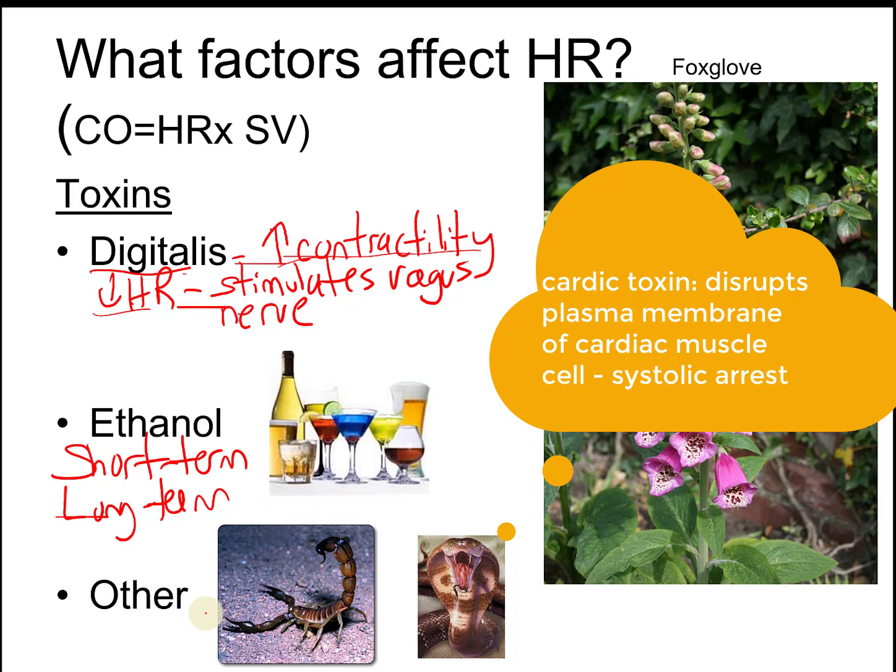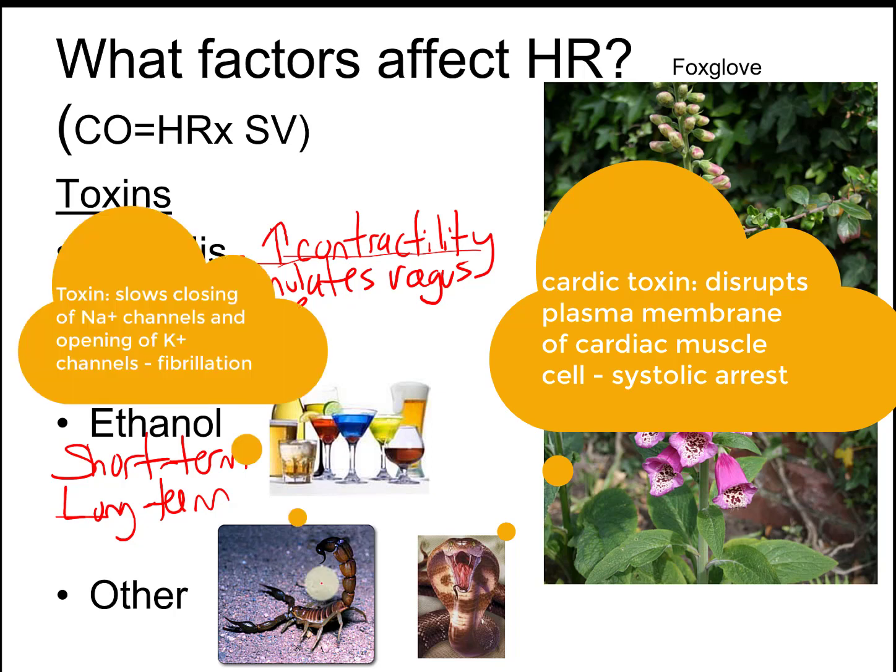The scorpion, most of the scorpions in the US are not that toxic, at least to adults, but in other warmer parts of the world they are. And a lot of these release a toxin that slows the closing of the sodium channels and slows the opening of the potassium channels. So remember the action potential in a cardiac muscle cell. Here's where the sodium channel comes in. And if you slow its closing and you prevent the opening of the potassium channels, it can prevent the action potential. And so the heart can go into fibrillation, which is how this works.